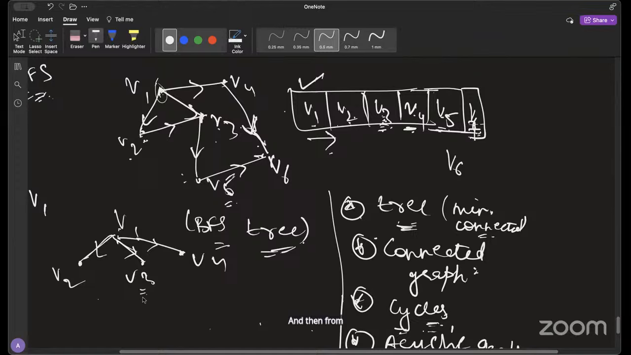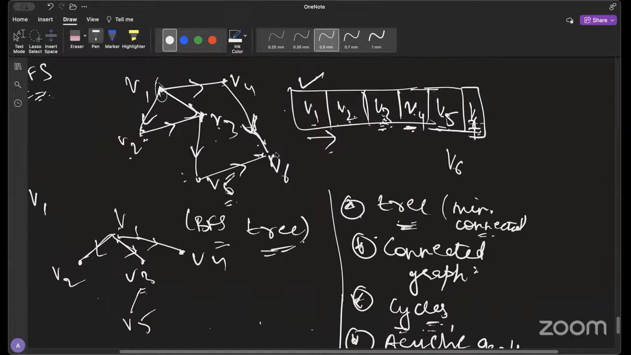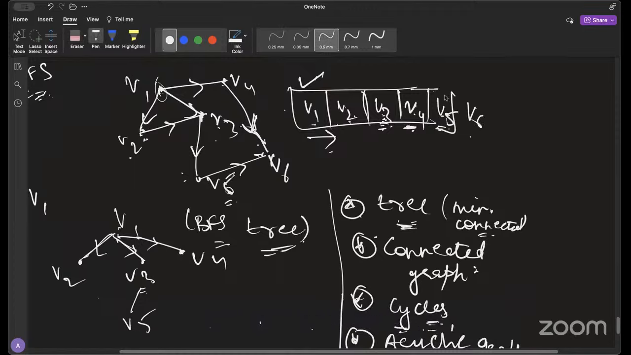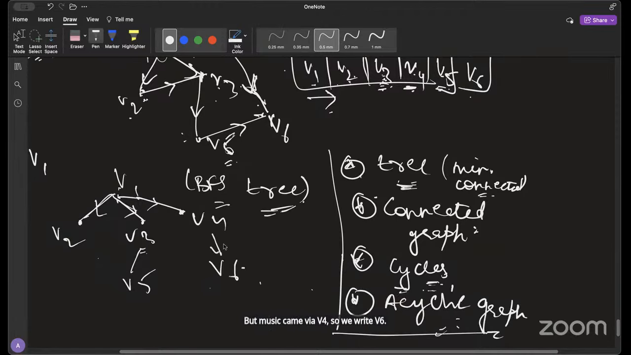And then from V3 you can go to V5. From V4, okay, and we need to follow this order. So first V1 was there, and then V2, V3, V4. Then we have V5, and here we have V6. But V6 came via V4, so you write V6. So this will be the tree for this, the BFS tree.